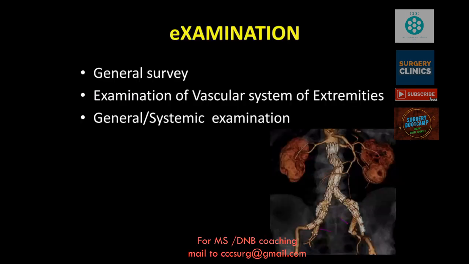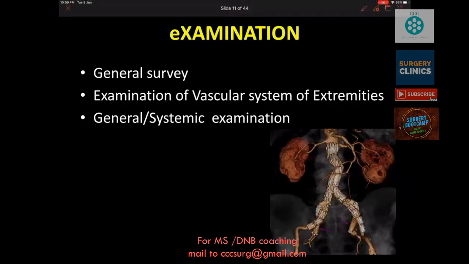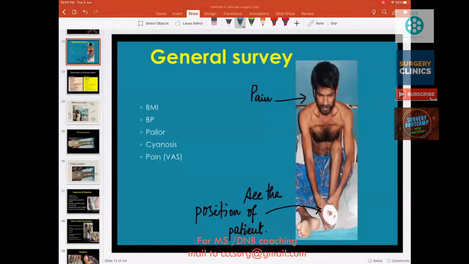3. Now, after the history is done, when you go for examination, kindly write it under three headings: general survey, examination of the vascular system, general and systemic examination. This image has been taken from one among the famous textbooks of surgery, and what is important is, in general survey, do comment upon the patient in pain. Remember that, do comment upon the patient in severe amount of pain, and please do comment upon the position that this patient has taken, in which he is sitting and holding his hands.